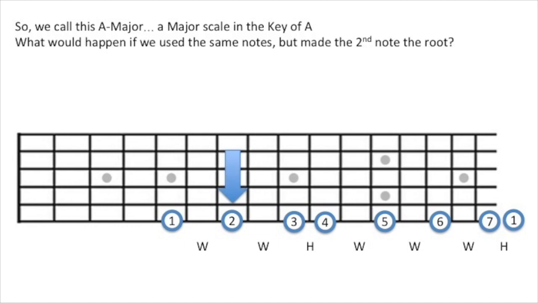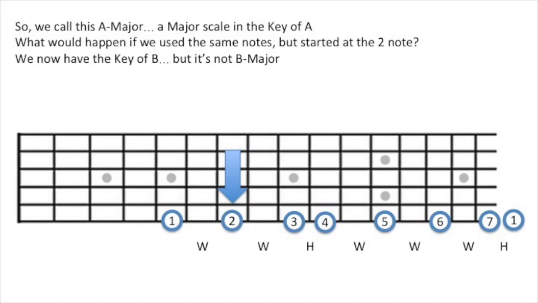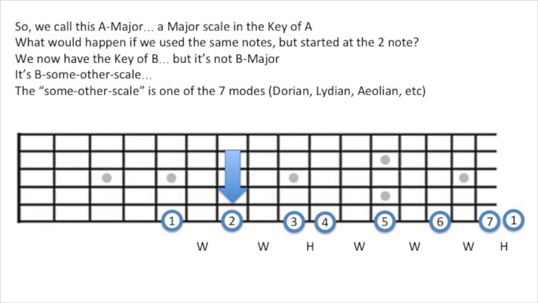What would happen if we made a new scale that used the same 7 notes of this A major scale, but the root was on this second note of the A major scale? Well, the root of this new scale is now B, so it's the key of B. But it's not the B major scale because it doesn't follow the major whole step half-step pattern starting at its B root. It's some other scale of B. In fact, it's one of those modes. Let's not worry about which mode it is yet.